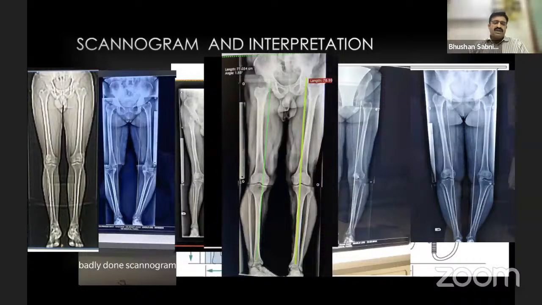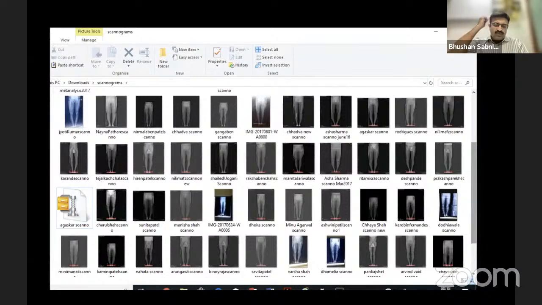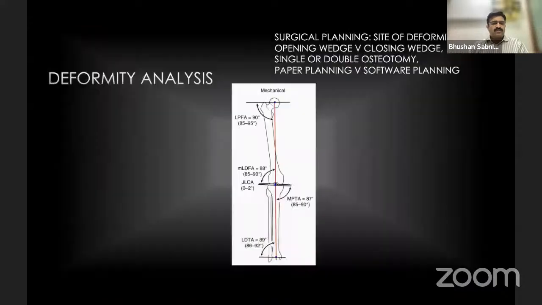But unfortunately, there is only a finite number of times that you can send a patient for scanogram. So sometimes you have to rely on scanograms, and that is the reason that you also have to plan the surgery on table. So that is why you also have to make sure that your correction makes sense when you're doing the surgery on table. My desktop looks something like this. At last count, there are about 400 scanograms on my desktop.